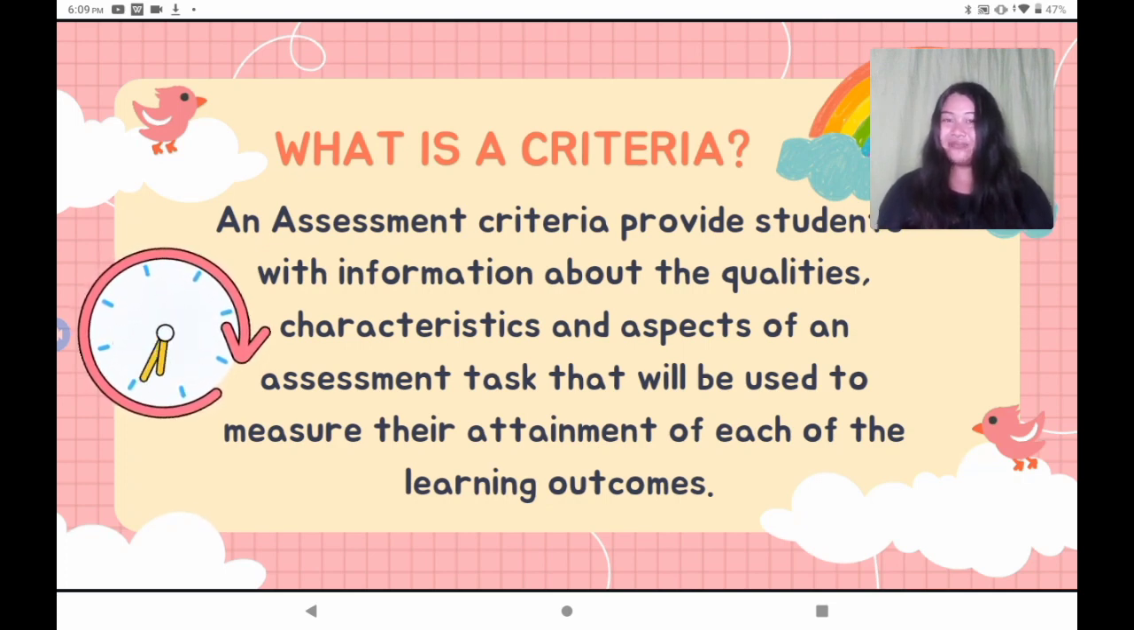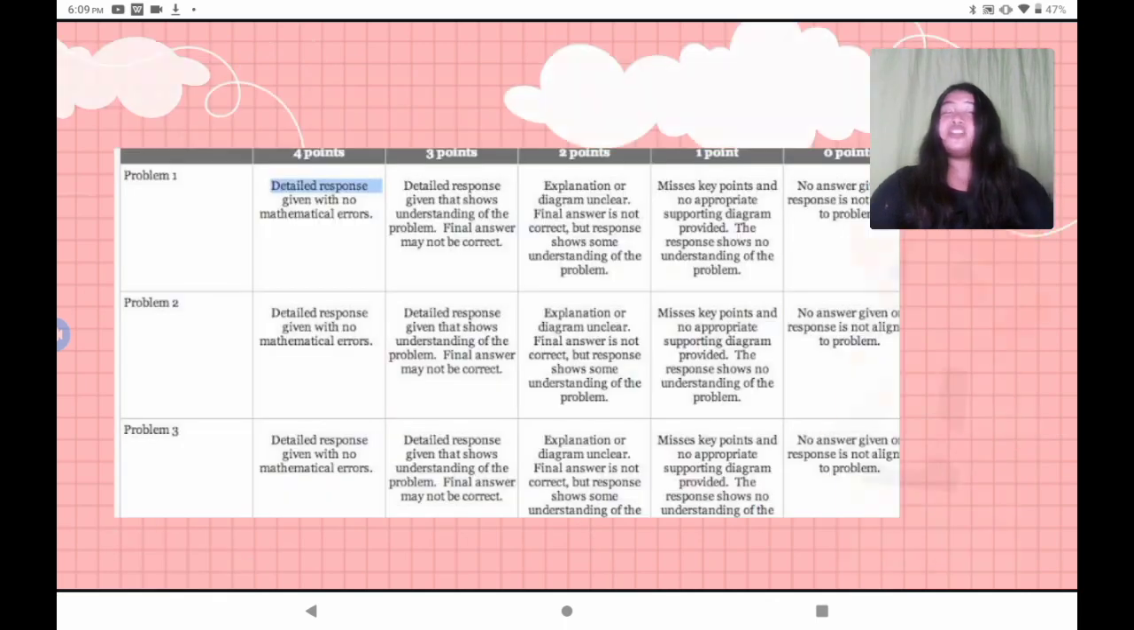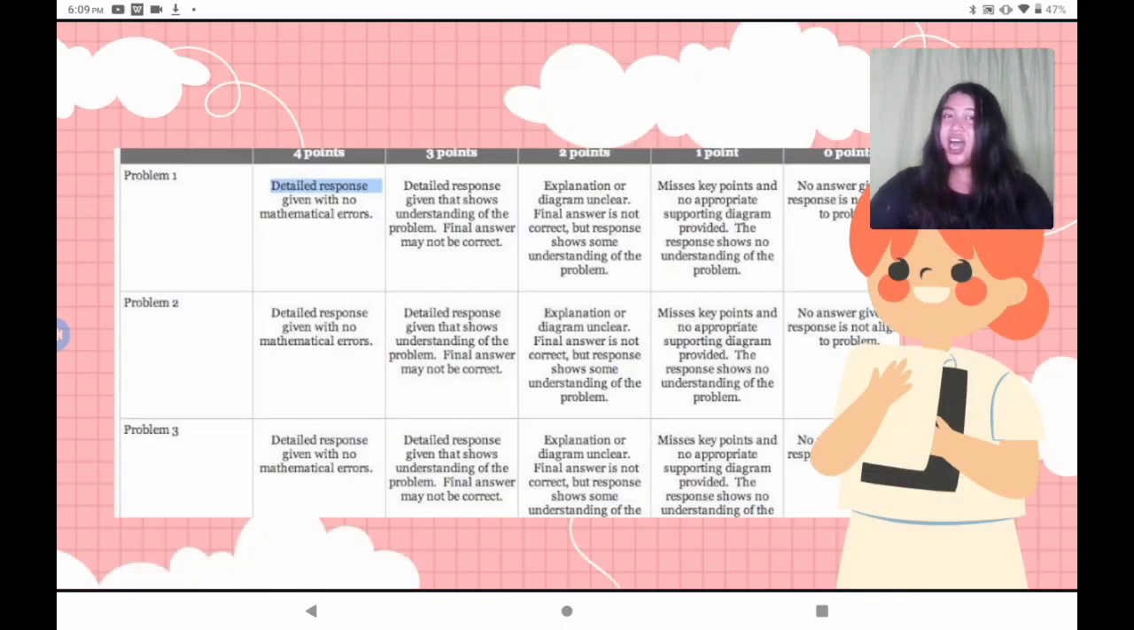So next. In order for us to know what a criteria is, flashed on the screen is an example of a criteria. What is the first thing that comes to your mind when you see the picture on the screen, ladies and gentlemen? Very good. Some of you have answered that what you see is a rubric. Yes, the example is a rubric. But why do you think that is of relevance to what I am discussing, which is a criteria?